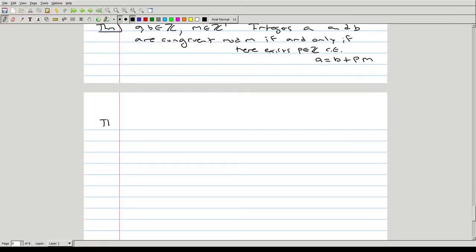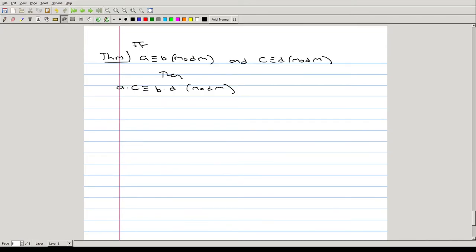And we also can show, by virtue of the previous relation shown for addition and multiplication, that if A is congruent to B mod M, and C is congruent to D mod M, then A times C is congruent to B times D mod M. And A plus C is congruent to B plus D mod M.